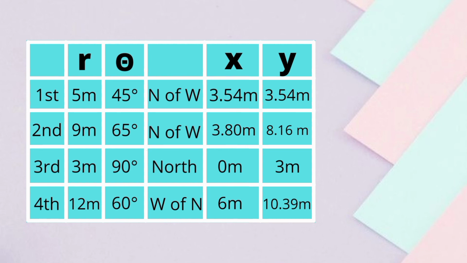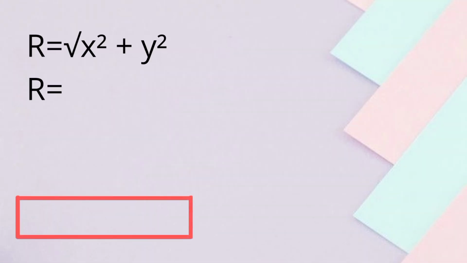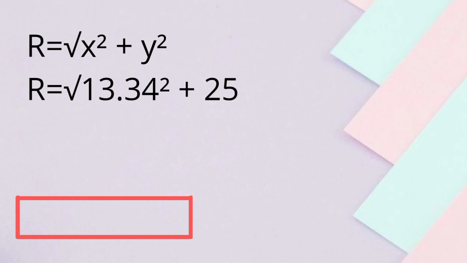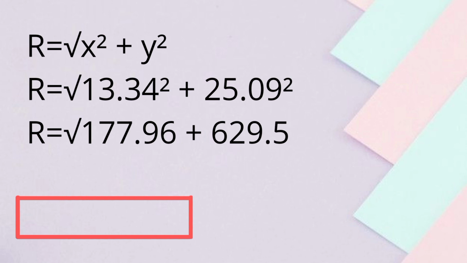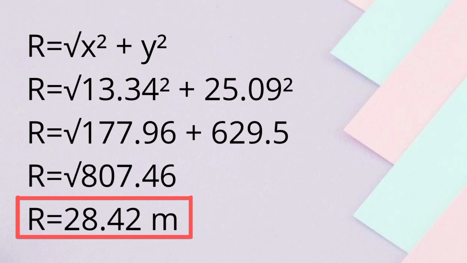Now, let us find the sum of the x and y components. Our sum of x is equal to 13.34 meters, while our sum of y is equal to 25.09 meters. For our resultant vector, we will use the formula r is equal to the square root of x squared plus y squared. Substitute all the values. Therefore, our resultant vector will be 28.42 meters.